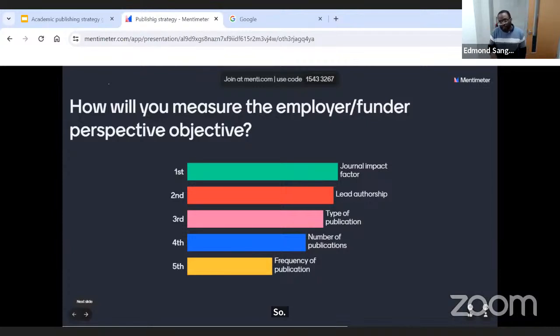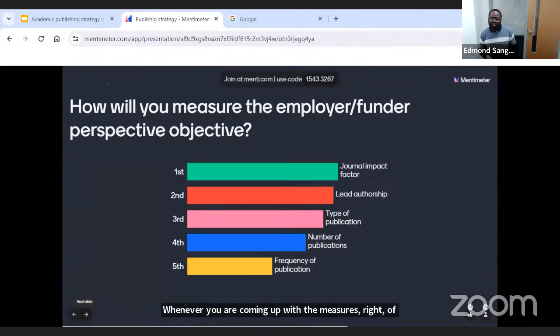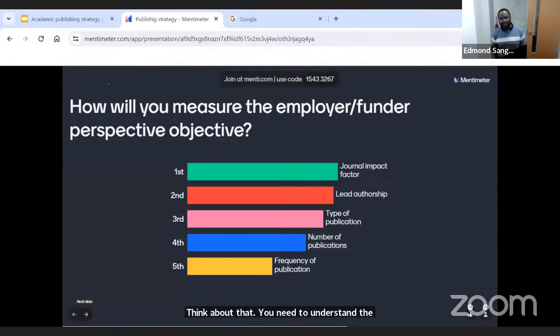whenever you are coming up with the measures of success for your objective, or key performance indicators, think about that. You need to understand the trends in publishing, so that you can come up with measures that are going to be relevant in 5 or in 10 years' time.